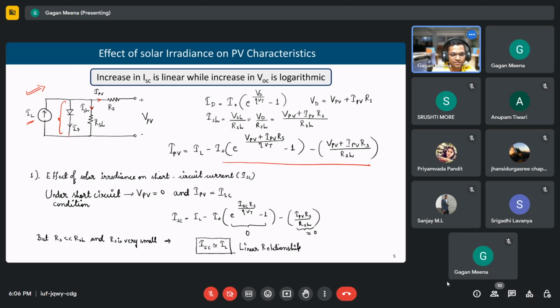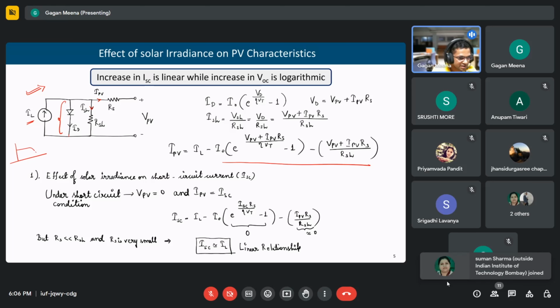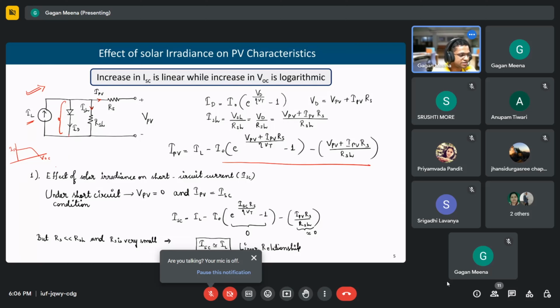The PV characteristics look like this. This is the short circuit current and this is the open circuit voltage. So we have to see what happens to both of them when there is an increase or decrease in irradiance. First, let us consider the short circuit current.